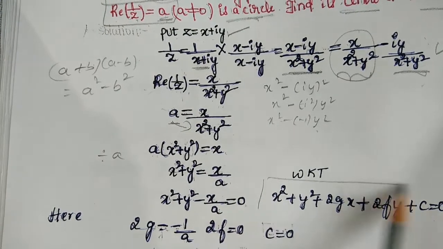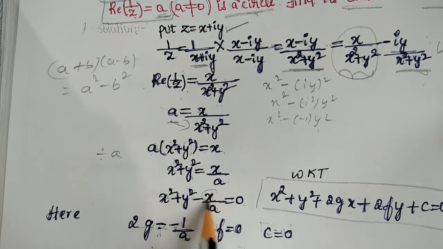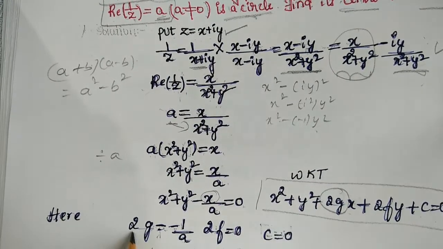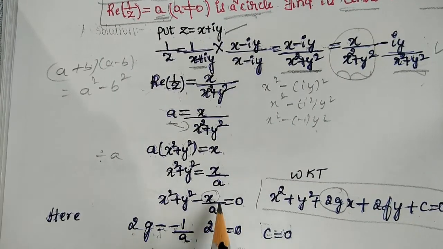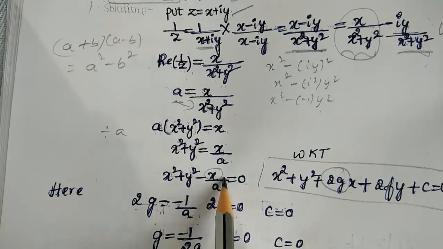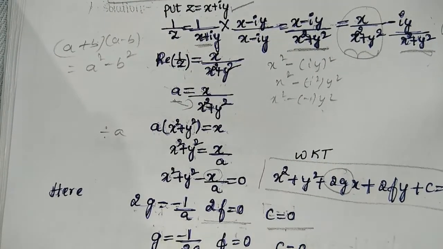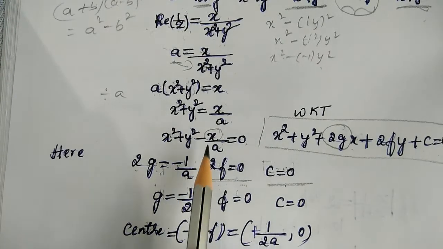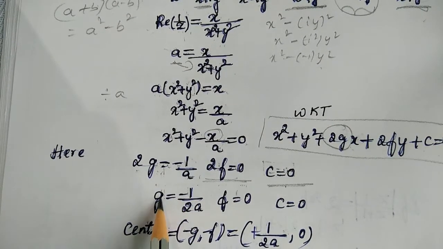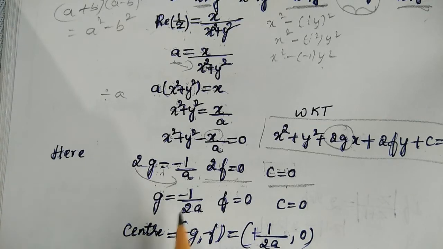So take to the left, then x square plus y square minus x by a is equal to 0. Now compare with the standard equation, x square plus y square plus 2gx plus 2fy plus c is equal to 0. Here the x coefficient is minus 1 divided by a, and in the standard equation it is 2g. So 2g is equal to minus 1 by a. We don't have a y coefficient, therefore f becomes 0. We don't have a constant, therefore c is also 0. We have only the x coefficient, that is minus 1 by a. So what is g? Taking 2 to the right, by cross multiplying, g is minus 1 by 2a.